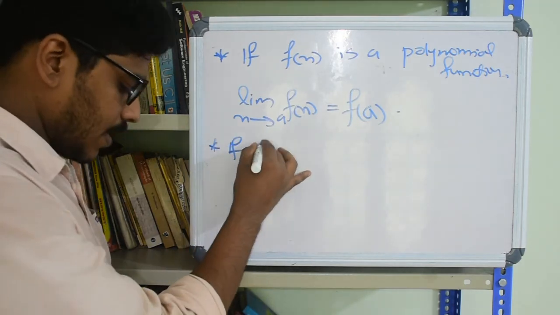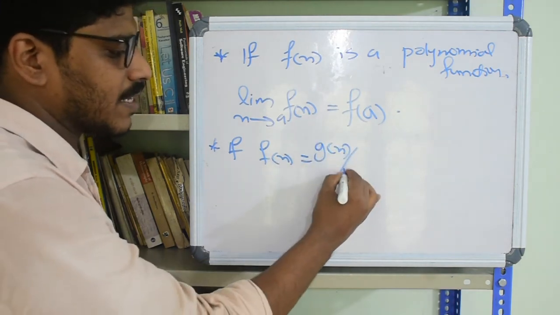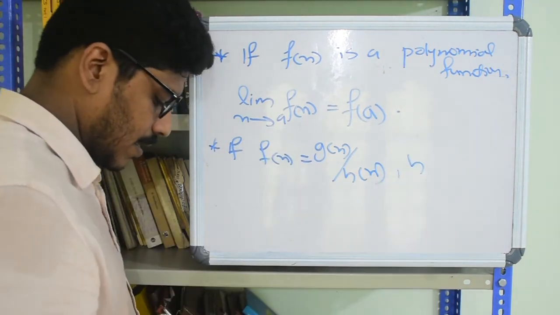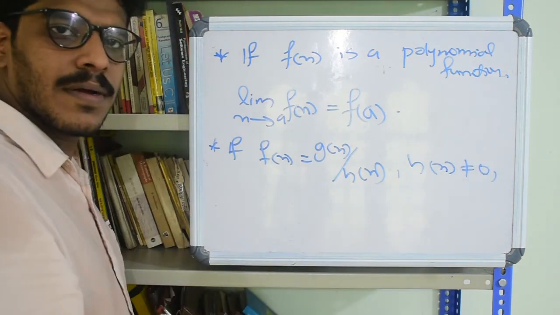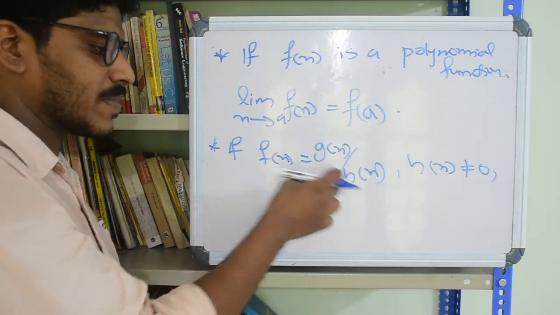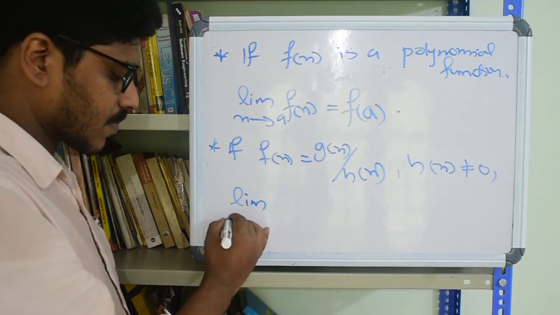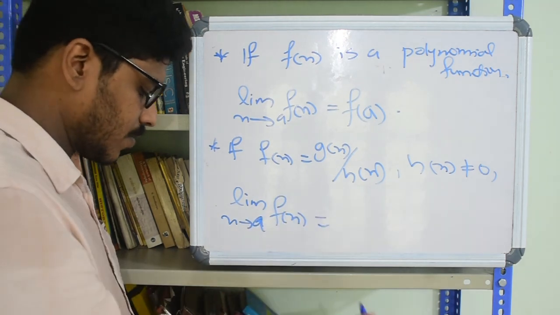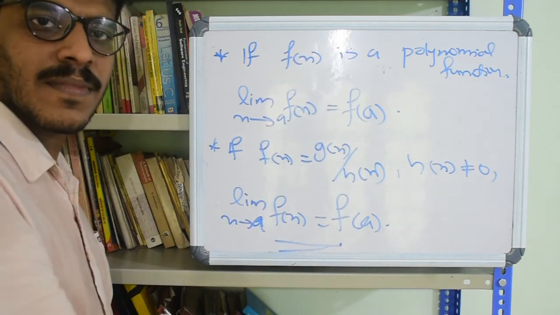Similarly, if f of x is equal to say some g of x by h of x, or f is a rational function where h of x is not equal to 0, g of x, h of x are polynomials, and f of x is g of x by h of x, means f of x is a rational function with h of x non-zero, then limit x tends to a, f of x is equal to f of a, similar to that of polynomial functions.